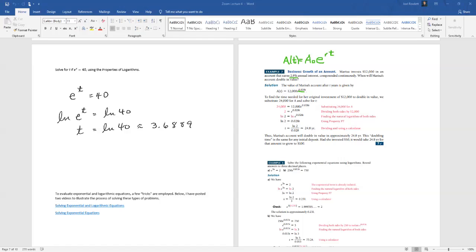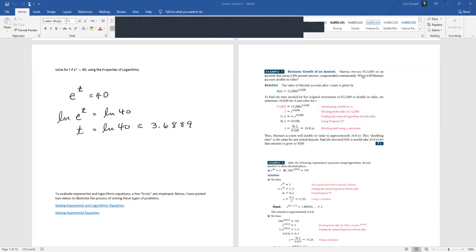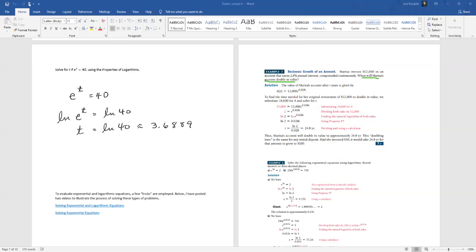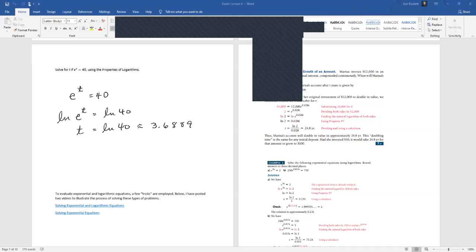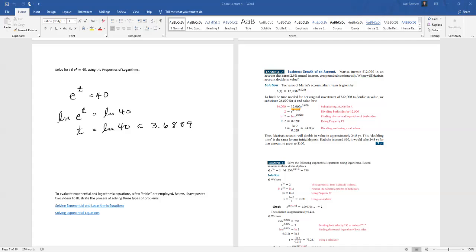So let's go back to the question. The question is, when will Marissa's account double in value? In other words, when will this amount here be 24,000? So let's review that. We started off with 12,000 compounded continuously at this rate and this amount of time. Let's figure out the amount of time that it takes for this account to mature to a value of 24,000, or double what she invested.